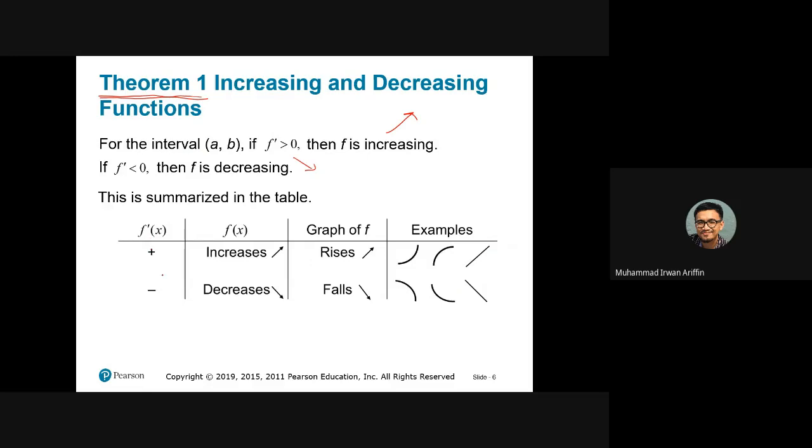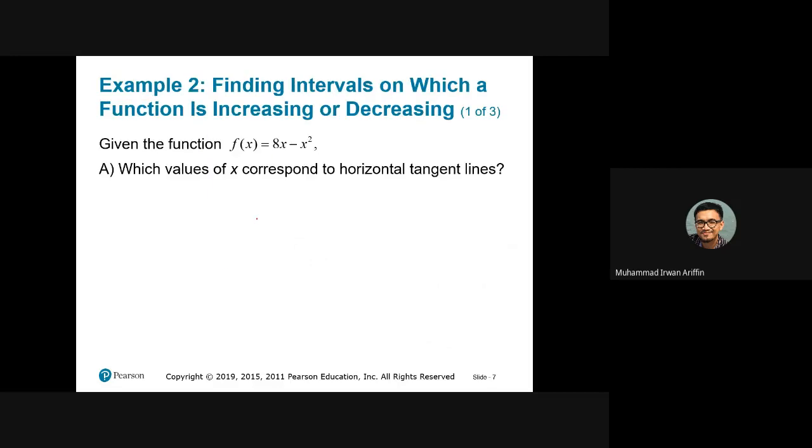While if f prime of x is negative, the function would be decreasing and the graph would be falling. So these are three examples of a graph with negative slope where the function is decreasing. Okay, how do we find intervals on which a function is increasing or decreasing?